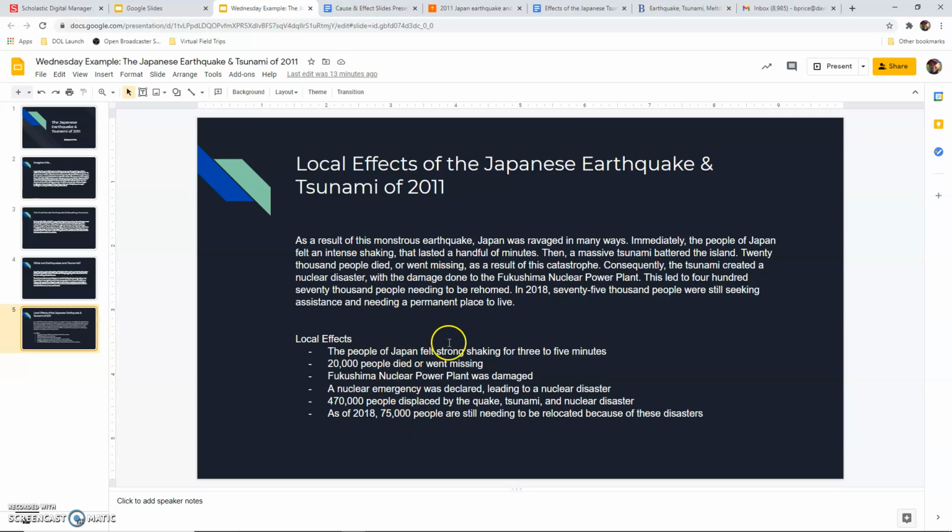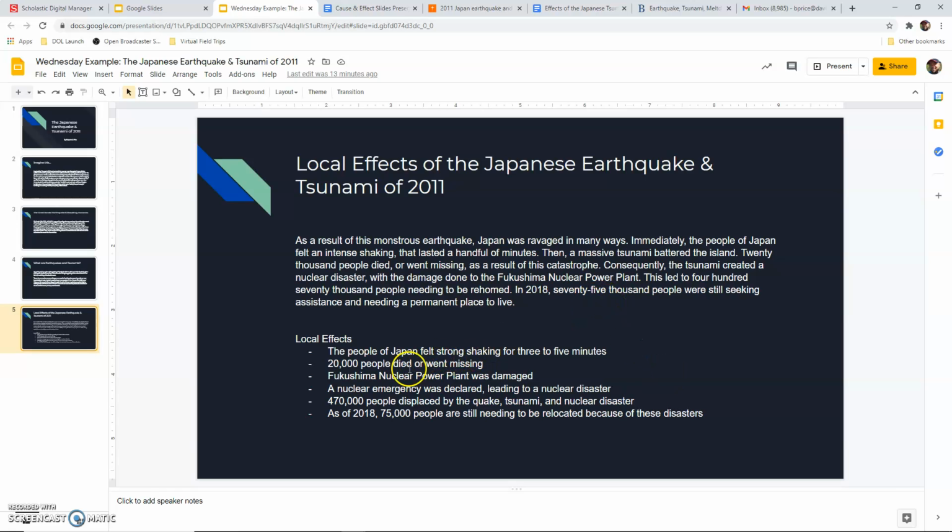The people of Japan felt strong shaking for 3 to 5 minutes. Well, I led into the paragraph by saying it was ravaged in many ways, but the first way that I brought up is that the people felt an intense shaking. I substituted the word strong with intense. And then instead of saying it lasted 3 to 5 minutes, I said a handful of minutes. So I'm saying the same thing, but I'm taking it and I'm making it my own.